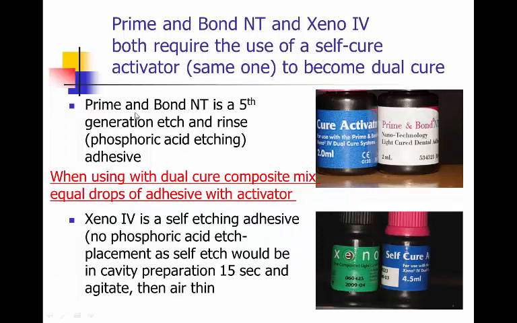Prime and Bond NT is a 5th generation etch and rinse adhesive, phosphoric acid etching. When using the dual cure composite mix, equal drops of adhesive and activator, and you can see there's a self-cure activator that you can use with both Prime and Bond NT and Xeno 4, and it's the same activator. Xeno 4 doesn't require phosphoric acid etching. It's a self-etching adhesive. It would be used as a self-etch in the cavity preparation for 15 seconds, agitate and air thin.